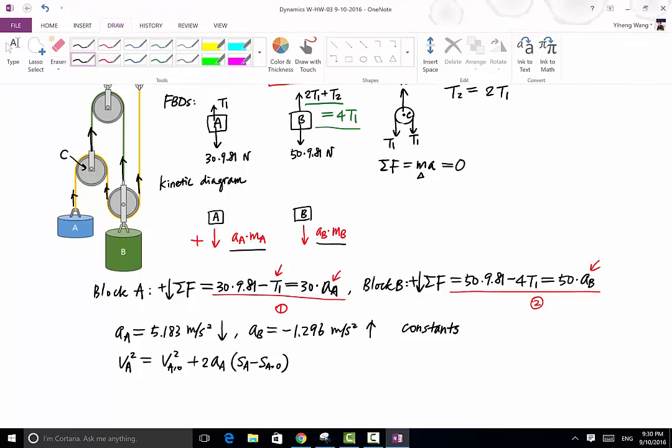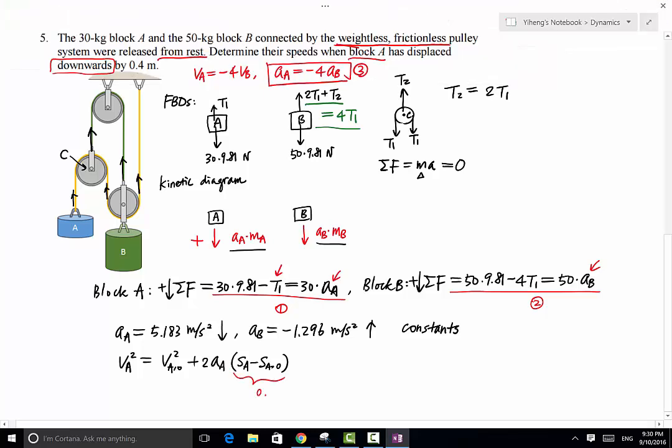So from here, this is 0.4 meter, this is 5.183 times 2, and the initial velocity is 0. From here we can solve for VA. VA squared is 4.146, and VA equals 2.04 meters per second. Again, that's going to be downwards, and VB is going to be 1/4 of that, therefore also negative, in meters per second. The negative sign indicates that it's upwards.